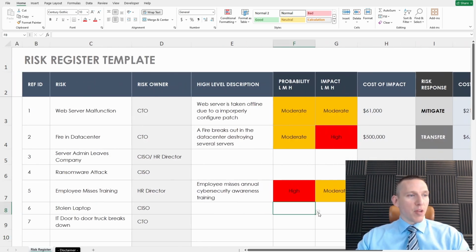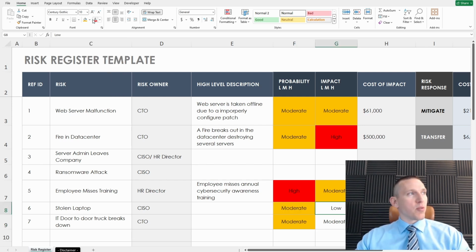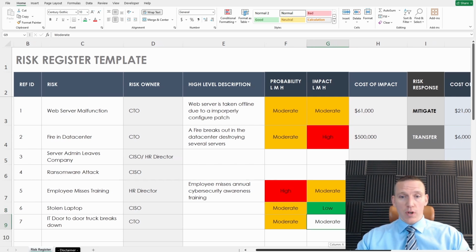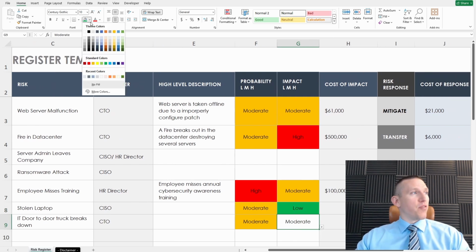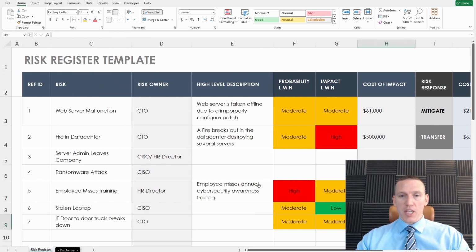I think stolen laptop probably moderate with an impact of low. Door-to-door truck breaks down, moderate. And it helps to fill these out on your own to better conceptualize them. It can be hard to conceptualize some of these terms without actually working through one. If you've ever done one of these before, it can be pretty difficult to understand truly what a risk register is. But this is it, usually just like some Excel sheet or a document.